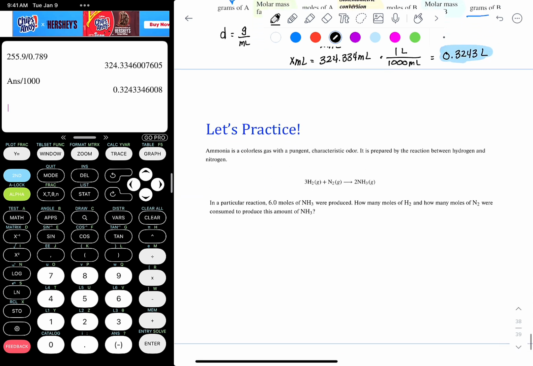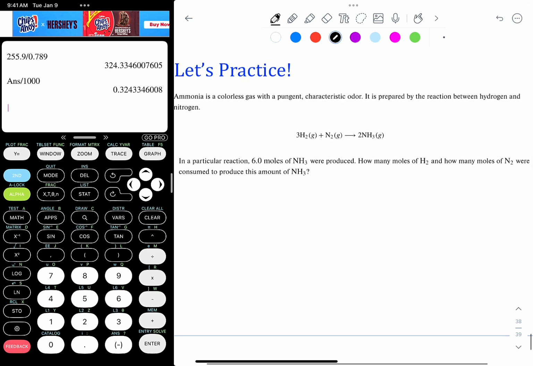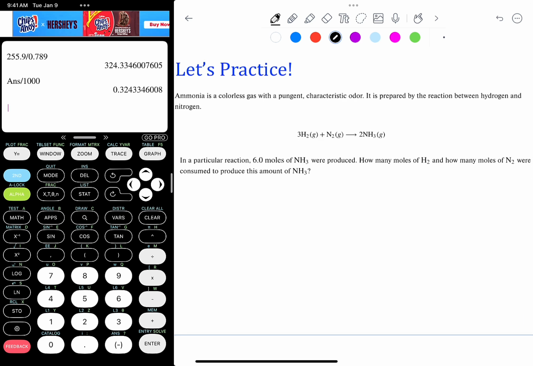Okay, I want you to try this next problem on your own. Ammonia is a colorless gas with a pungent characteristic odor. It is prepared by the reaction between hydrogen and nitrogen. In a particular reaction, 6 moles of NH3 were produced. How many moles of H2 and how many moles of N2 were consumed to produce this amount of NH3? So we're just using simple mole-to-mole ratios to solve this problem. So pause the video and do that on your own.